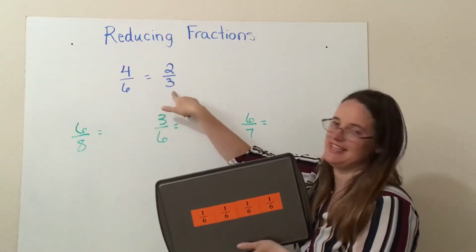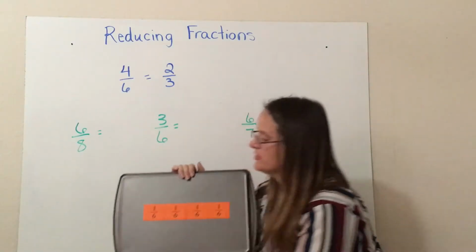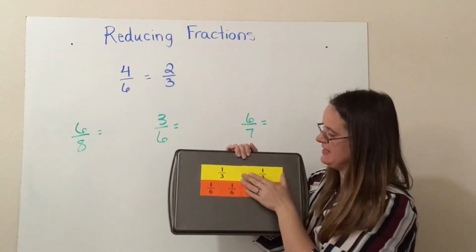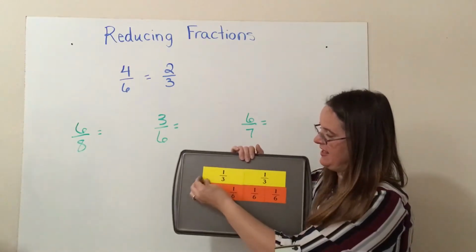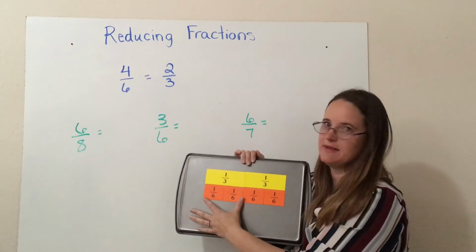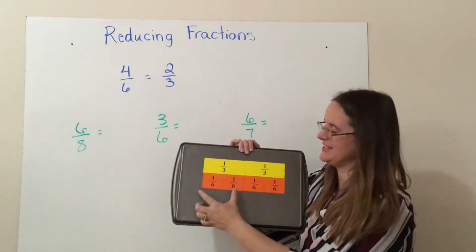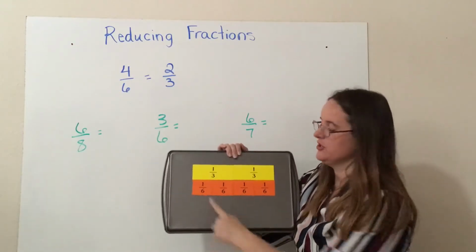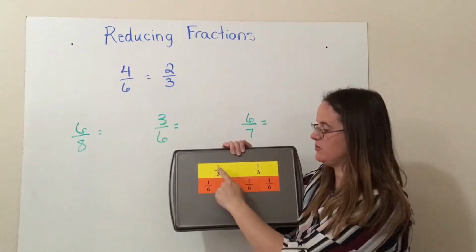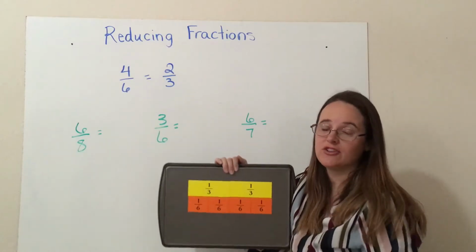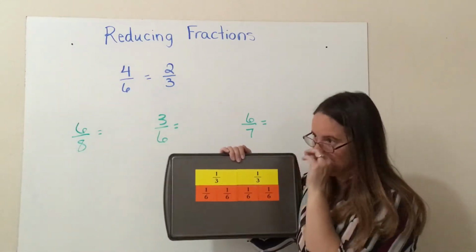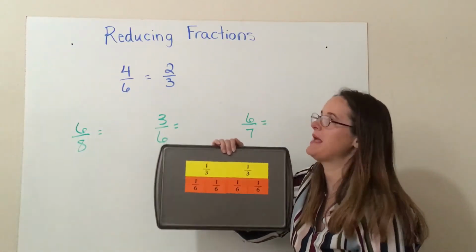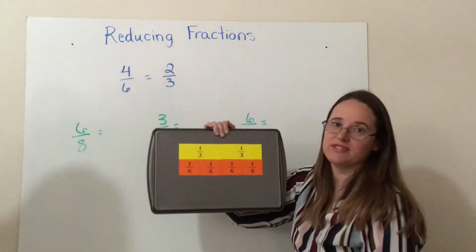And what I'm saying up here is that we can turn 4/6 into 2/3 because I can see from my fraction manipulatives that 1/3 is the same size as 2/6. Those are the same and these are the same, so 4/6 here is going to equal 2/3. We could also draw a picture to figure this out, but today you're going to learn the pen and paper way of reducing fractions.